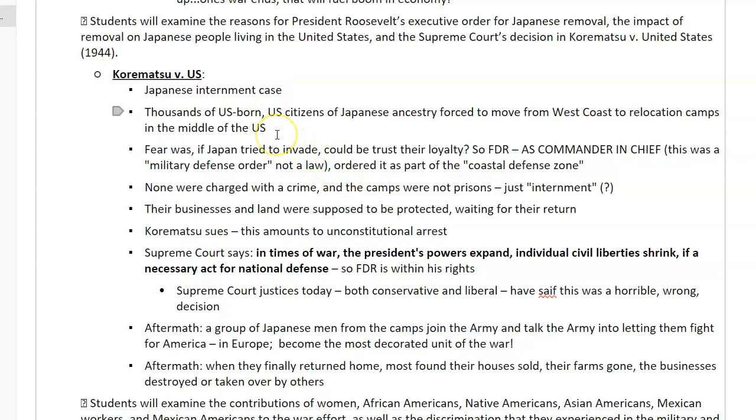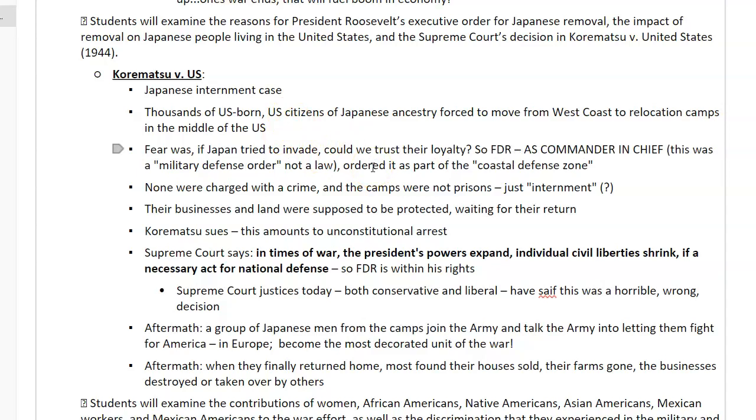When the war begins, thousands of U.S.-born, U.S. citizens of Japanese ancestry are forced to move from the West Coast to relocation camps in the middle of the United States. The fear was if Japan tried to invade the United States, could we trust their loyalty? Whose side would they be on? Now, none of these people were charged with a crime. None of them were suspected spies. But because they had a Japanese last name, they were born in the U.S., most of them. They were interned.